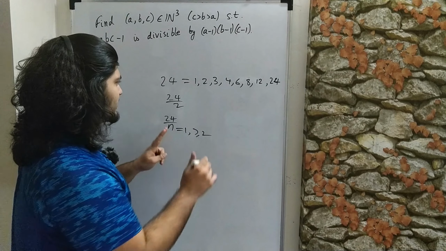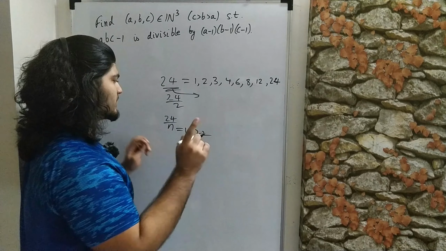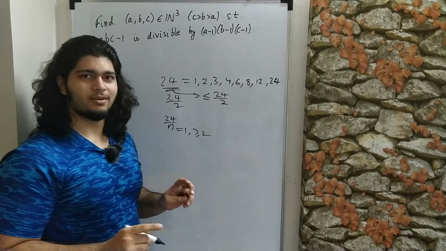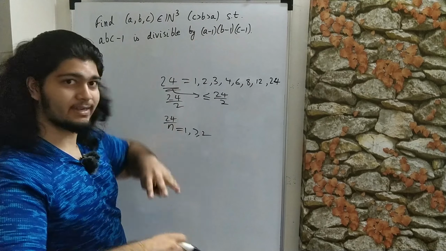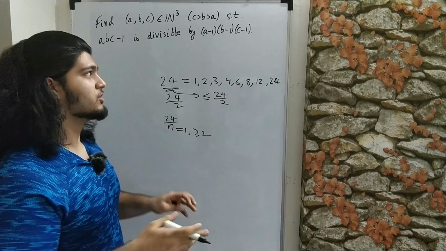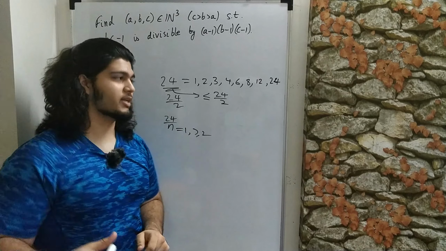But then that means that any factor of 24, which is not 24 itself, is less than or equal to 24 by 2. So if this becomes greater than this by 2, then we can be certain that it's not a factor, because we already established that this is not equal to this. I'll leave the proof for that to you.